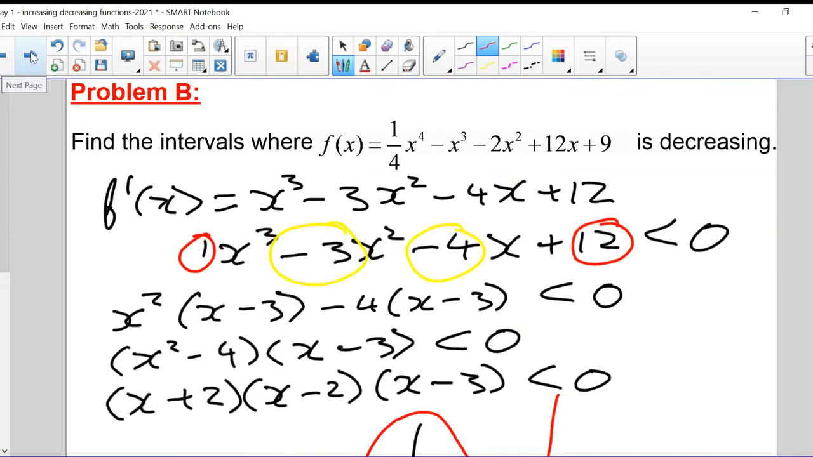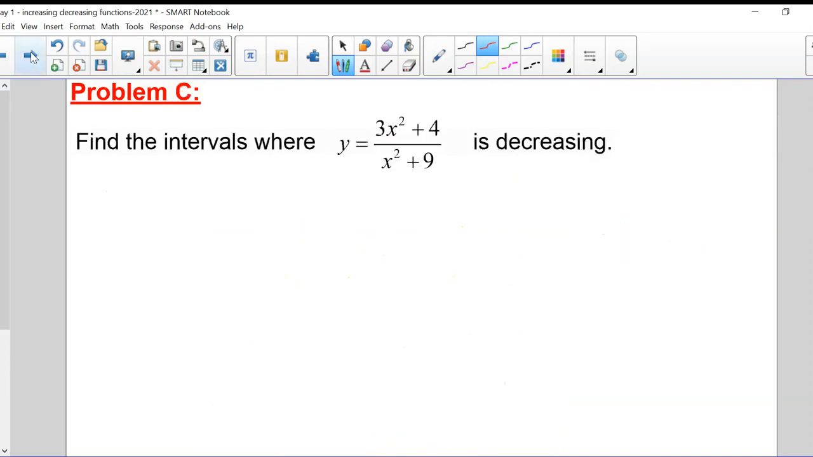All right. So that wasn't too hard at all. A and B were fairly straightforward. As long as you can differentiate, as long as you can factor, you're good to go. Problem C takes it up a notch though. Now we're looking at a rational function. Still asking where it's decreasing, but it's a rational function. And let's take this and do what we know we have to do with it in terms of derivative.